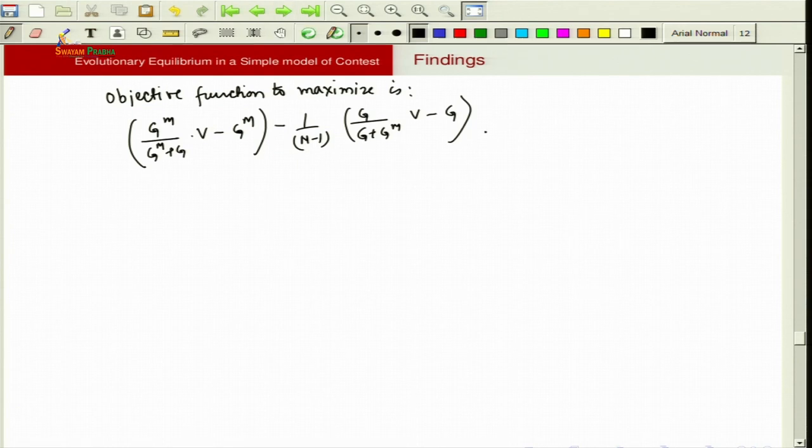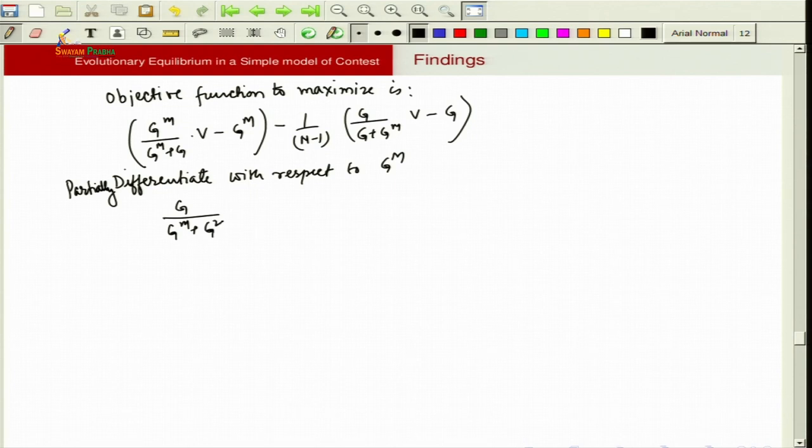So, we have to maximize this. If we differentiate it, or I should say partially differentiate, with respect to G_M, then we get, writing directly, G upon G_M plus G square, simply applying the fraction formula, times V minus 1. The differentiation of G_M is 1, and V is constant. This is the differentiation of this function of G_M with respect to G_M.